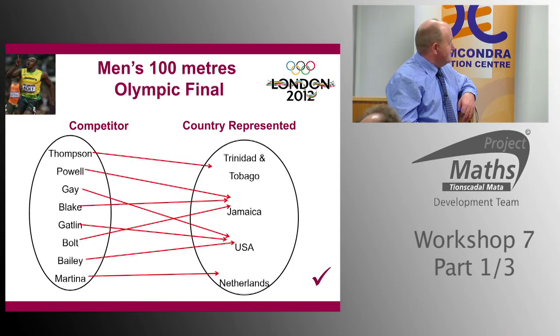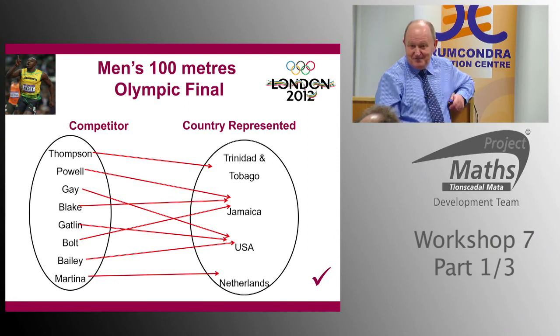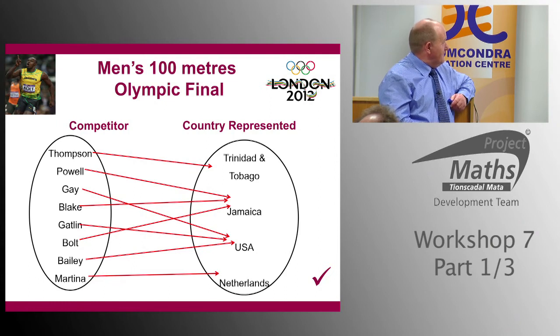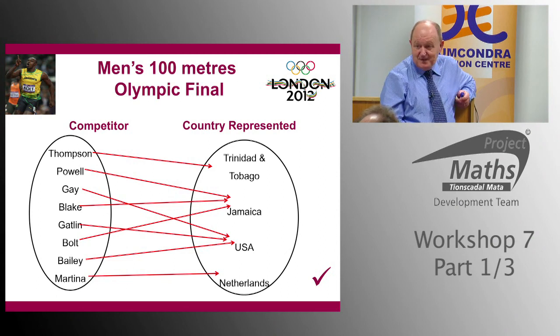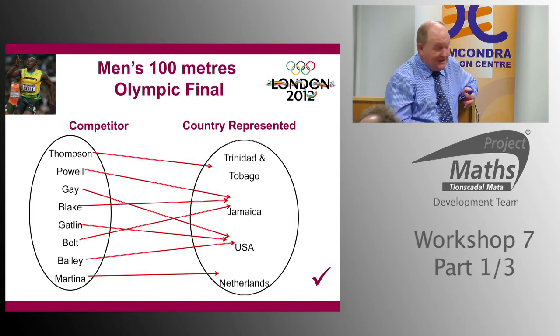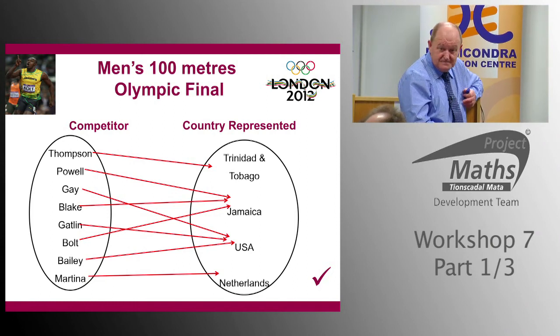Is that a function? This is the final of the 100 meters. It is, even though the arrows are crisscrossed every other way. Powell is from Jamaica. Sorry, there's only 1 Jamaican. From the USA, there's Gay, there's Gatlin, and there is Donovan Bailey from the US. So even though there are 3 arrows going, it's still a function.